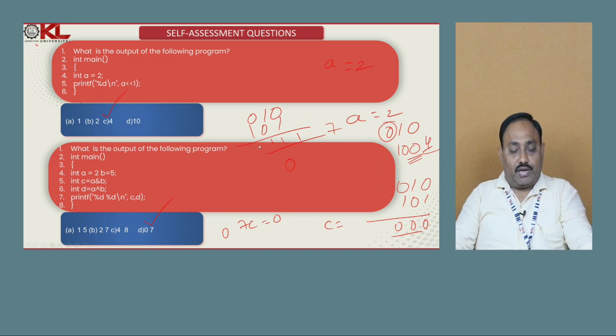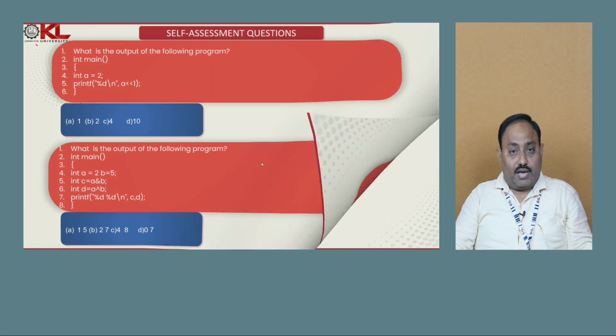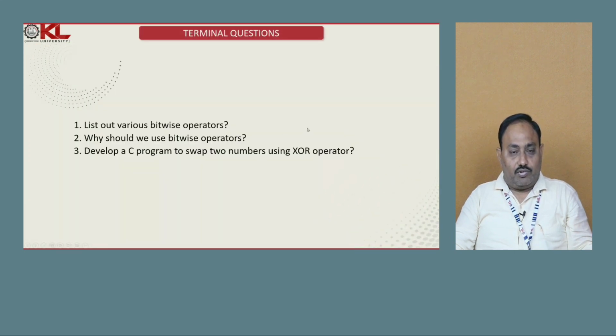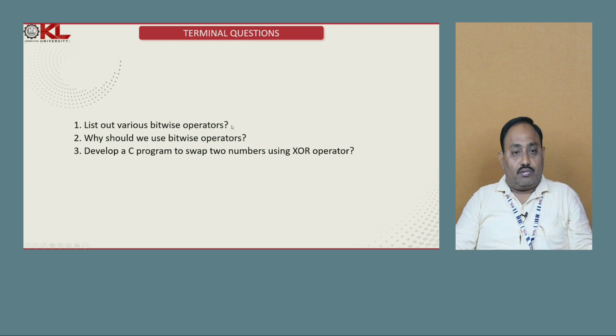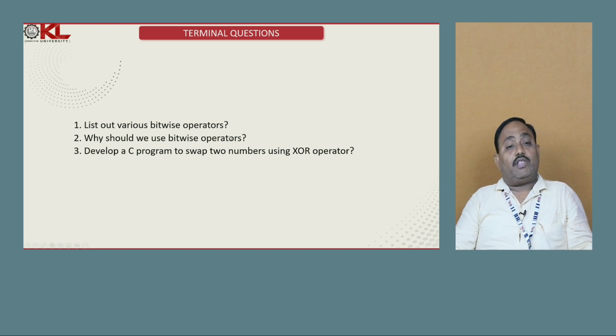Okay, so like that you can take some examples and practice this, and some terminal questions I want to give you. Just take these questions and prepare the material for these questions. List out the various bitwise operators. You know what are the bitwise operators? 6 operators are there. What are those? Bitwise and, bitwise or, bitwise not, bitwise exclusive or, and left shift and right shift operation. Why should we use bitwise operators? So we know that to perform bit level manipulation on binary data, we use the bitwise operators.